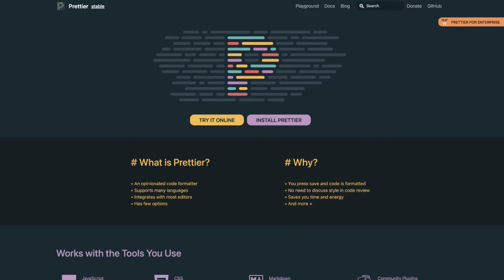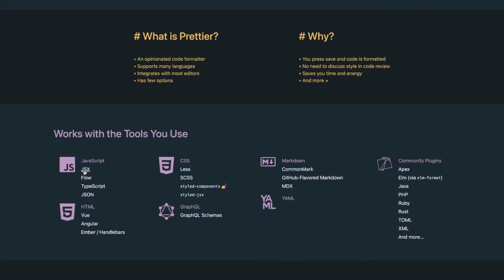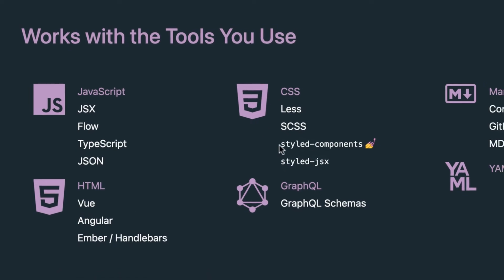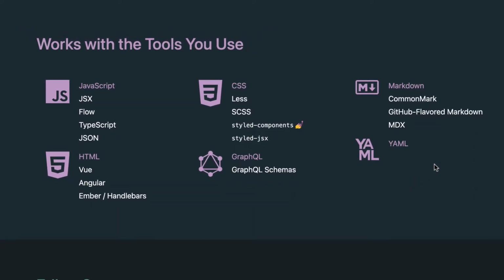In this video, I'm going to show you how to use Prettier in combination with VS Code. Prettier is an auto formatter for the following types of code. You can auto format JavaScript, HTML, CSS, GraphQL, Markdown, YAML, JSON, and much more using Prettier.